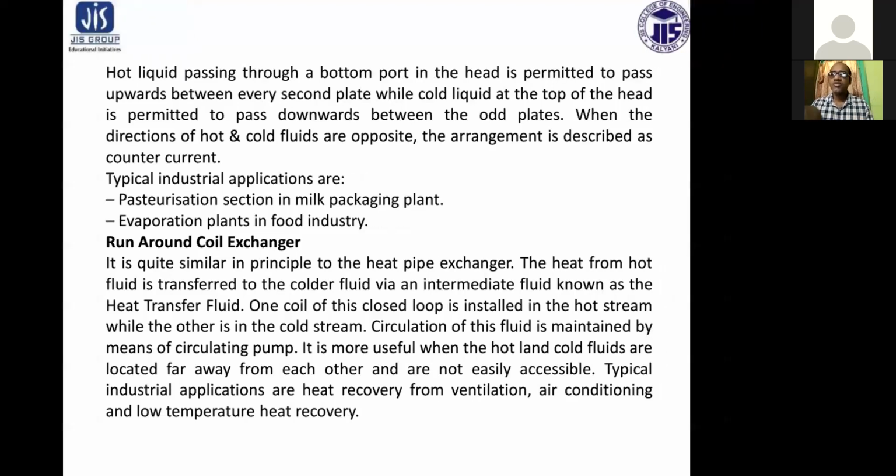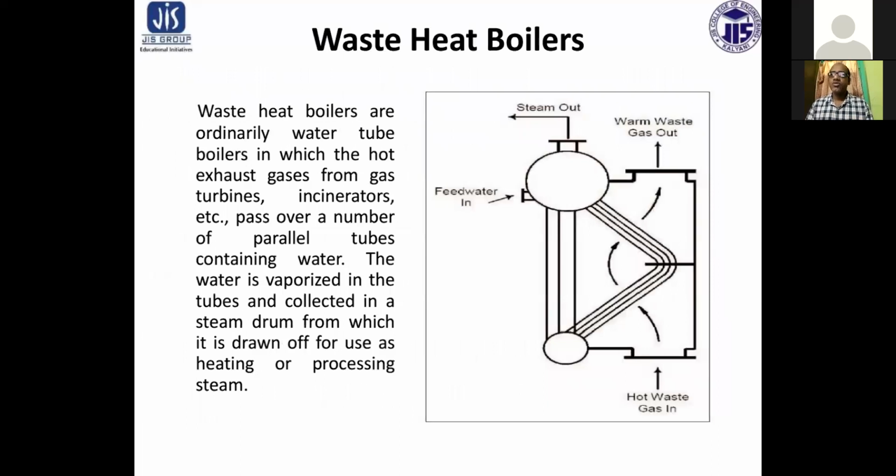Next slide, we are moving. Waste heat boiler. Now, it has tremendous applications in industry. Waste heat boilers absorb heat very effectively from the flue gas that we generally reject. Otherwise, sometimes some auxiliary heatings are also there. So what is a waste heat boiler?